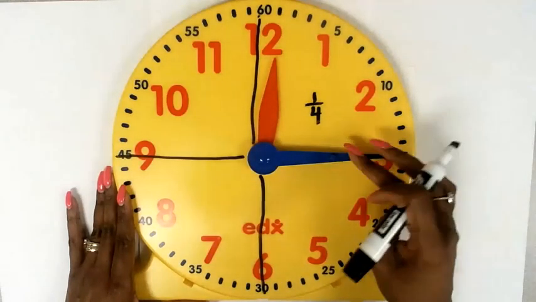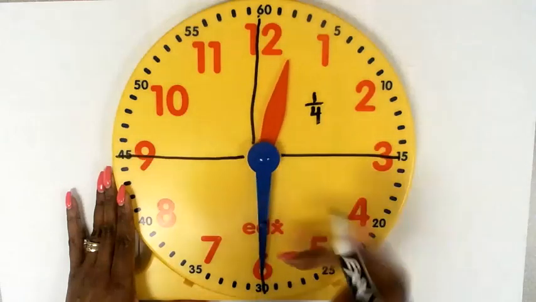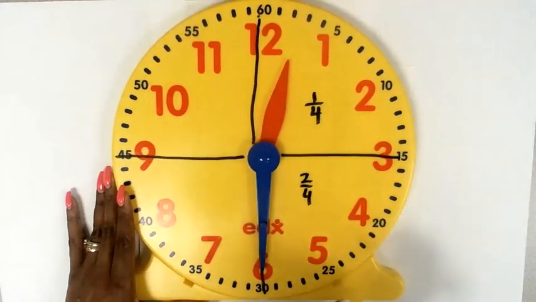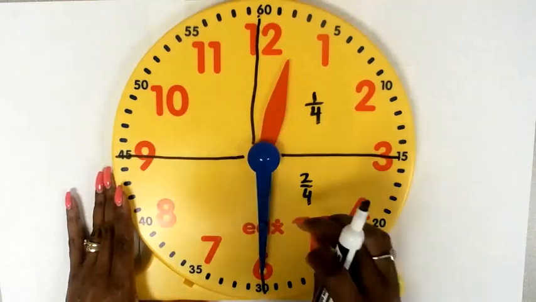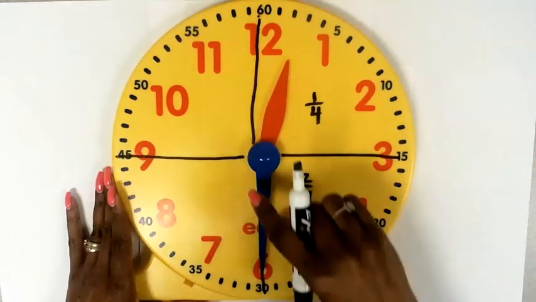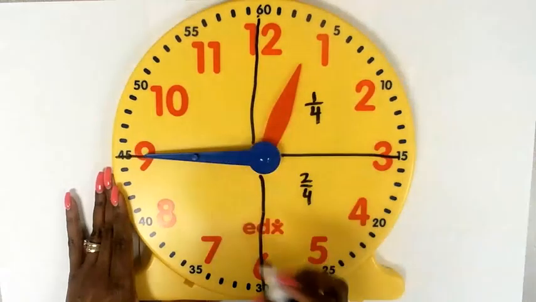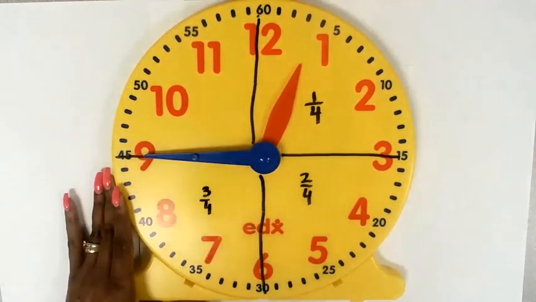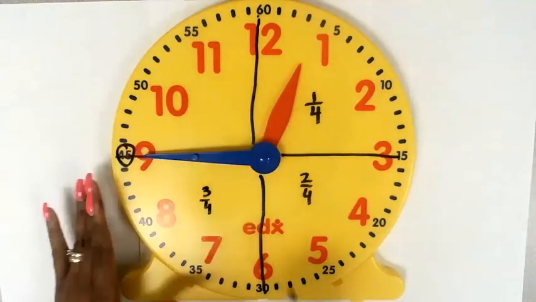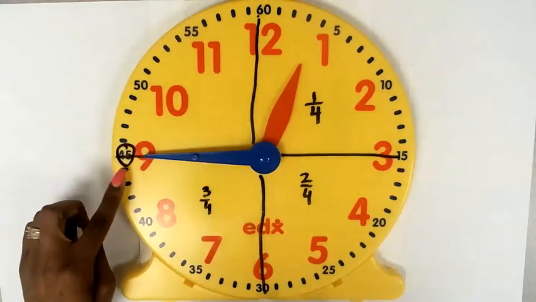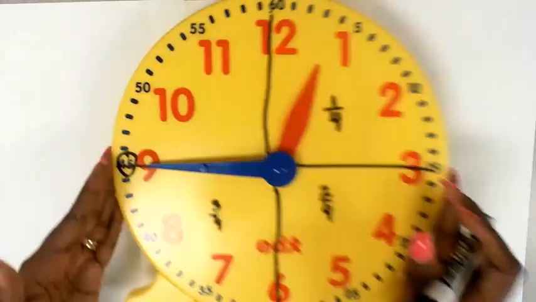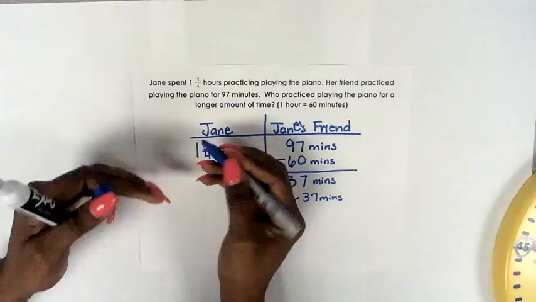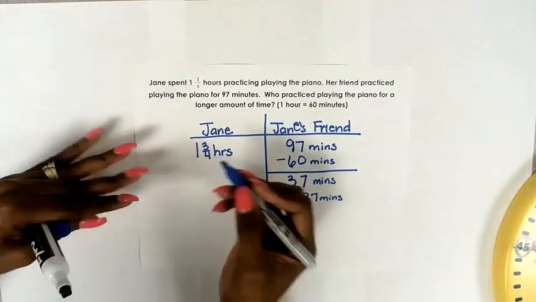When the hand moves from the 3 to the 6, that's 2/4 of an hour or half an hour, and that's 30 minutes. When the hand moves from the 6 to the 9, I know that's 3/4 of an hour, and that's 45 minutes. So Jane practiced for an hour and 45 minutes, because 3/4 of an hour is 45 minutes.